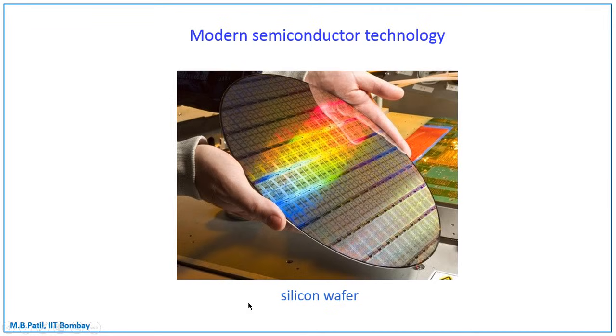Here is a picture of the silicon wafer after the processing steps are over, and we can see these rectangles here. Each one of those is going to be one chip, and notice how shiny it is. You can see the reflection of this person's hand over here, and that is because it requires to be polished to a very smooth finish so that processing can be accomplished.